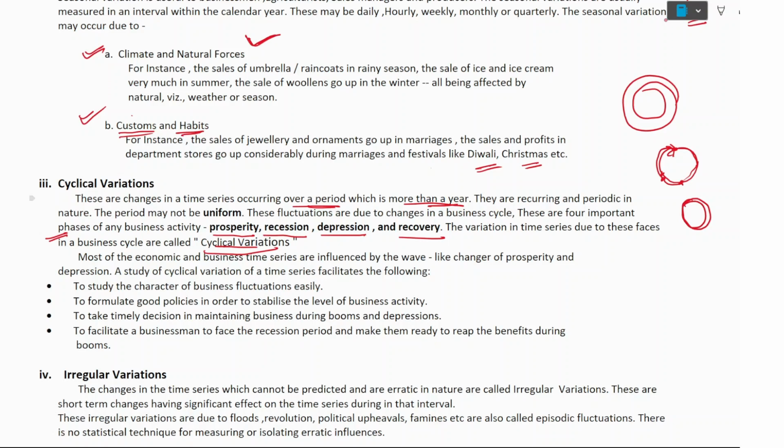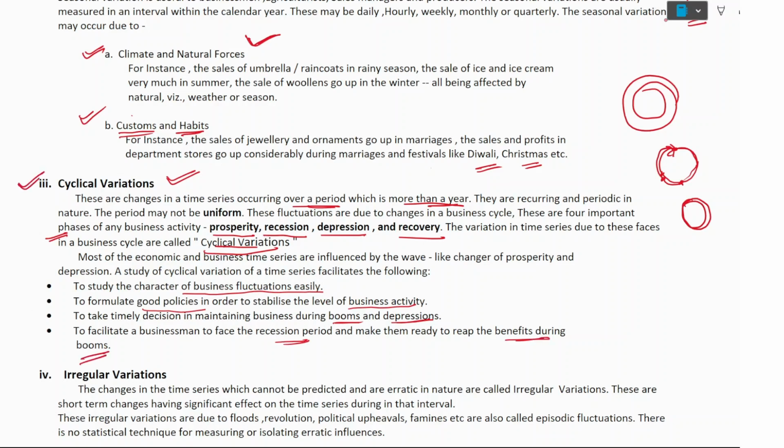Okay, that is prosperity, recession, depression, and recovery. Therefore, they can ask you for that even as a multiple choice question. In cyclical variation, the different phases are prosperity, recession, depression, and recovery. This is really helpful to study the character of business fluctuations easily, and it helps formulate good policies in order to stabilize the level of business activity. It takes timely decisions in maintaining business during booms and depressions, to help businessmen face the recession period and be ready to reap the benefits during the booms.